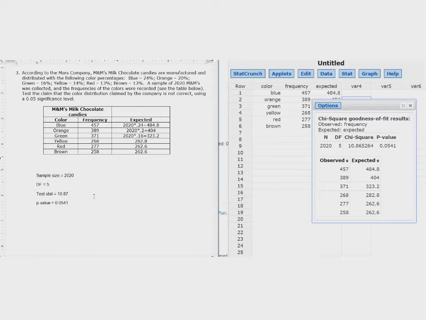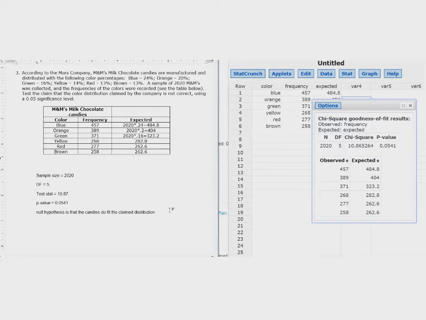Okay, and for this test, the null hypothesis is that the colors do fit the claimed distribution. So the candies do fit the claimed distribution, so that they do fit these percentages up here. The alternative hypothesis would be that they don't fit that distribution.